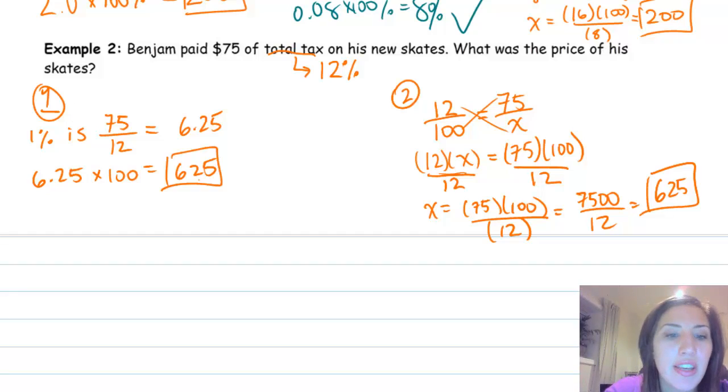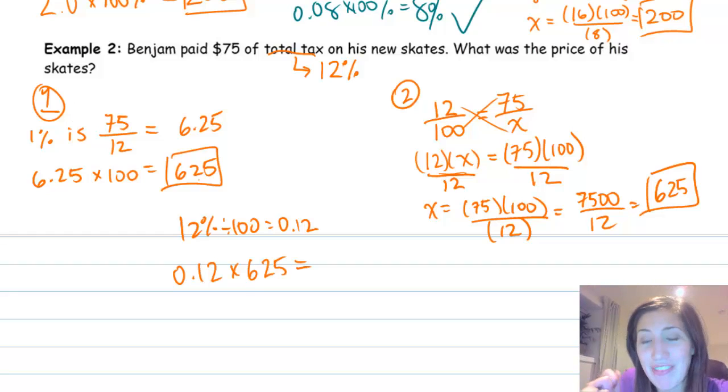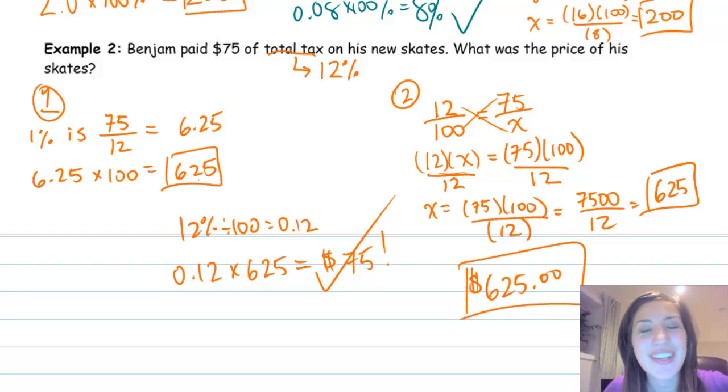So if we have 0.12, because 12% divided by 100 gives us the decimal of 0.12, that's our tax. 0.12 of a purchase of $625. Does this equal $75? Plug it in, let's see. It does equal $75. So that's our check that we did that correct. So our answer is $625. That's our answer. Way to go.